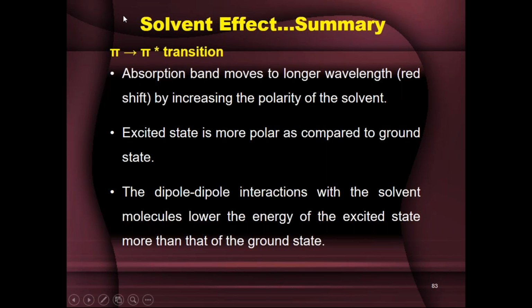Now looking at the pi pi star transition, you see almost the opposite effect. The absorption band moves to longer wavelength. That is, it undergoes a bathochromic shift or a red shift by increasing the polarity of the solvent. So when the solvent polarity increases, then you will see a bathochromic shift for the pi pi star transition band. This is because the excited state is more polar as compared to the ground state. So in a polar solvent, the excited state is stabilized more than the ground state.